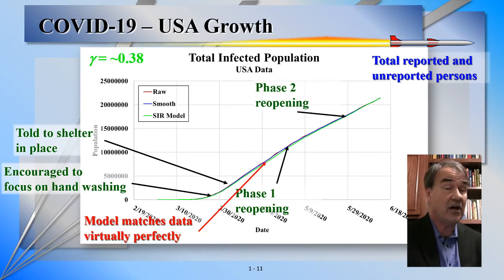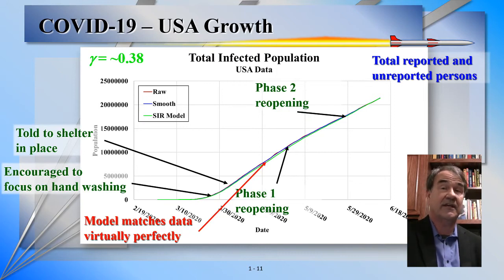Now you can see on this graph, the red data is actually the raw data. The raw data is a little bit jaggy, so it helps to smooth it. The day-to-day variations probably need to be smoothed out. That's shown here in blue. And then the actual model, the SIR model, is shown in green, and it nailed it. It's straight on top of the data.